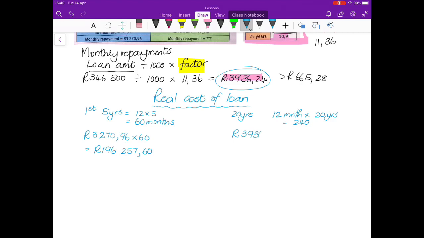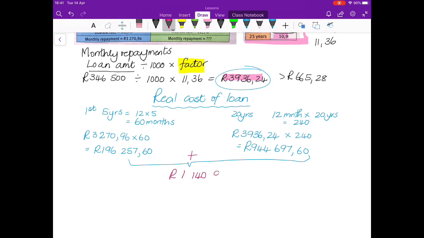For the remaining 20 years, you are going to take the new monthly repayment, which was 3,936 Rand and 24 cents, and multiply it by 240 months. If you work that out on your calculator, you are going to get 944,697.60. Now I must add these two together, and my final amount is 1,140,955.20.